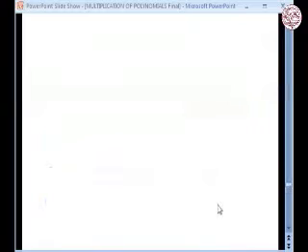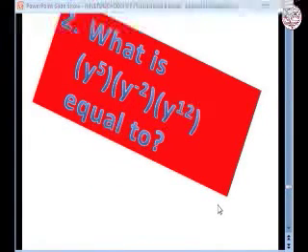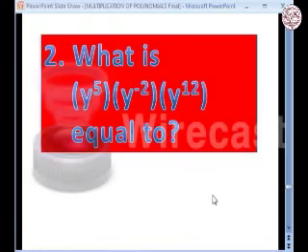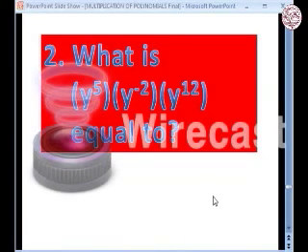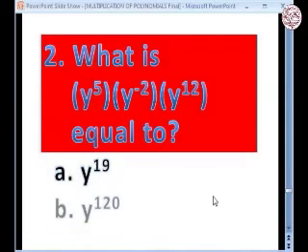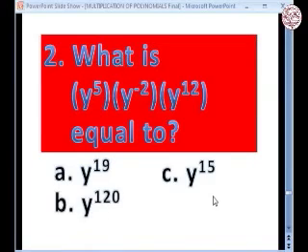Question number 2. What is y raised to 5 times y raised to negative 2 times y raised to 12 equal to? Letter A, y raised to 19. Letter B, y raised to 120. Letter C, y raised to 15. Letter D, y raised to negative 120. You have 5 or 10 seconds.